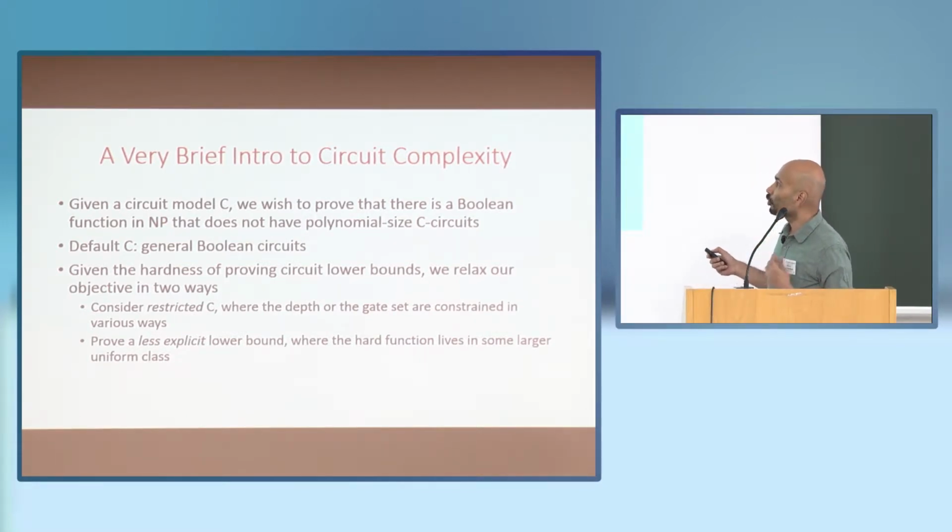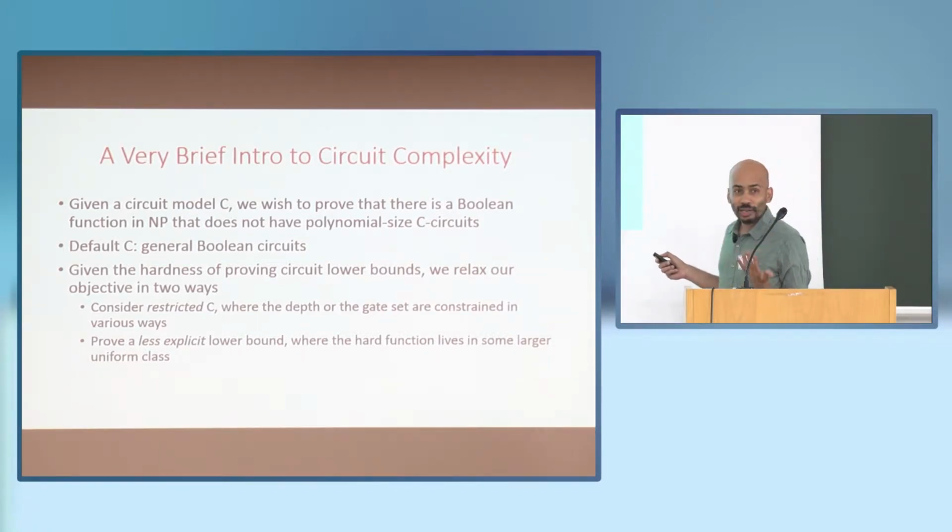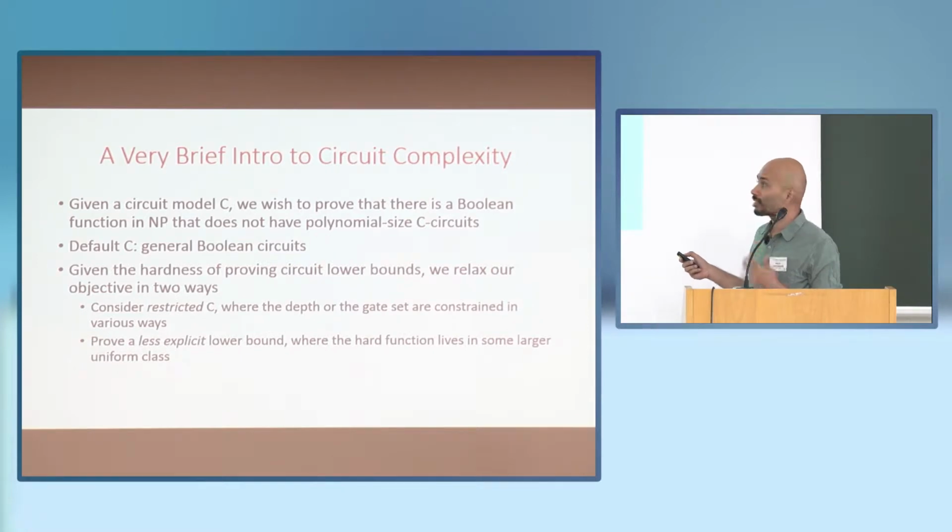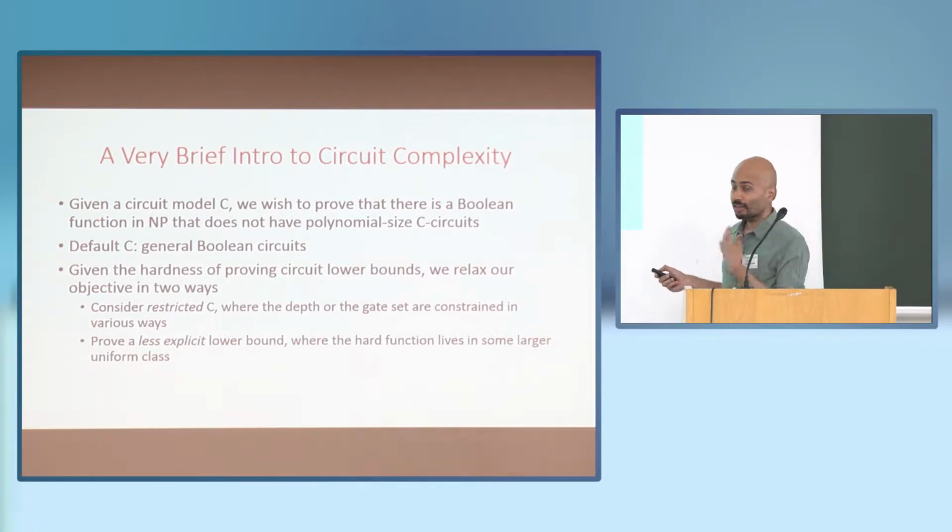And even here, you typically want super-polynomial size lower bounds, but anything superlinear is interesting when the circuit class is strong. So the default choice of the class C here is general Boolean circuits. But there are various ways of restricting the class of circuits we consider, because it seems like a very hard problem to prove lower bounds for general Boolean circuits. And this is something that we'll go into a bit further later.